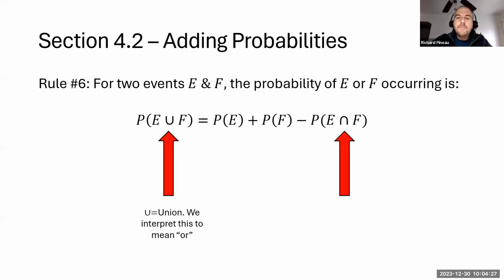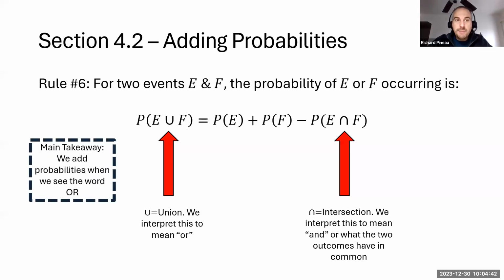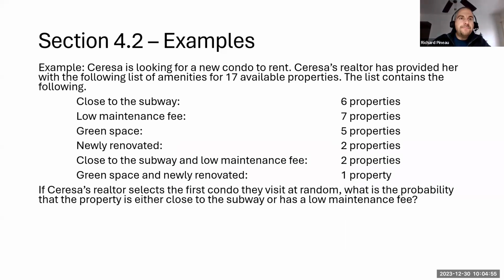And this symbol here means intersection, and we interpret this to mean and. So the probability of E and F, or the probability of E intersect F, this means what the 2 outcomes have in common. What do they share? So we'll see if we can make some sense of this. The big takeaway here is that you add probabilities when you see the word or. So you need to make sure that you're paying attention. So let's see if we can figure this out.